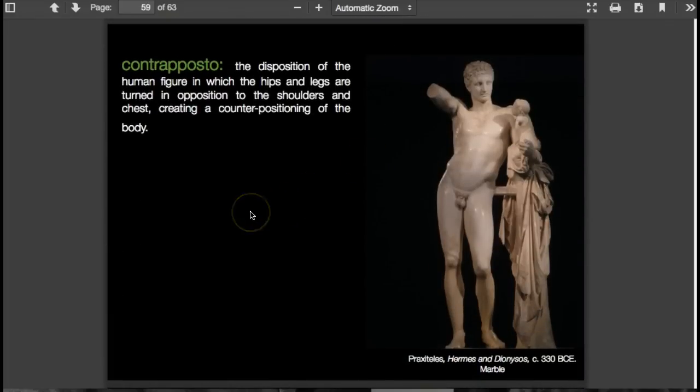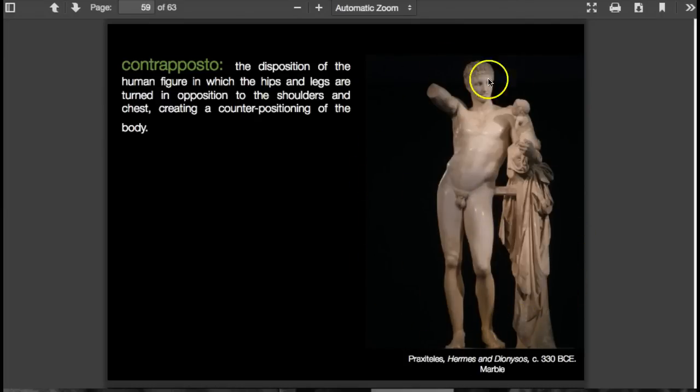I also want you to be aware of this term contrapposto, which was a technique that was innovated by the Greeks. And it's this disposition of the human figure in which the hips and legs are turned in opposition to the shoulders, and we have this kind of counter positioning. That's what contrapposto means, counter position. And so we get this much more relaxed posture. You can see how the hips are kind of angled this way, the shoulders are angled in another way. We have the legs kind of more relaxed.